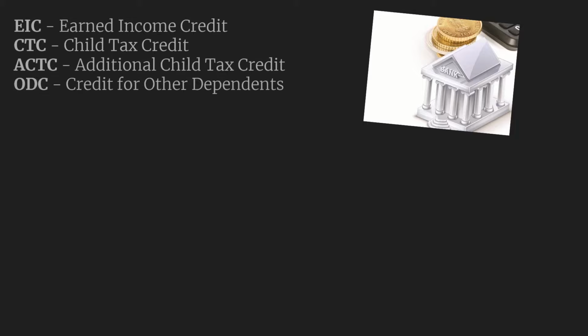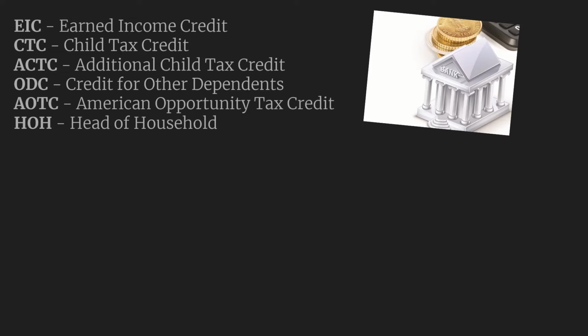So, as our last lesson, we'll discuss due diligence requirements from the IRS, specifically the requirements from Form 8867. If you look here on the form at the top, it says EIC for the Earned Income Credit, then CTC, ACTC, and ODC. That refers to the Child Tax Credit, Additional Child Tax Credit, and credit for other dependents we already talked about. Next is AOTC for American Opportunity Tax Credit and HOH for Head of Household.